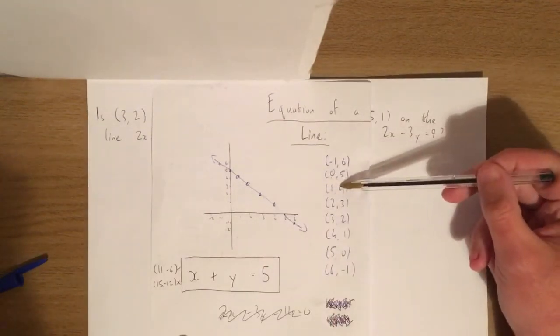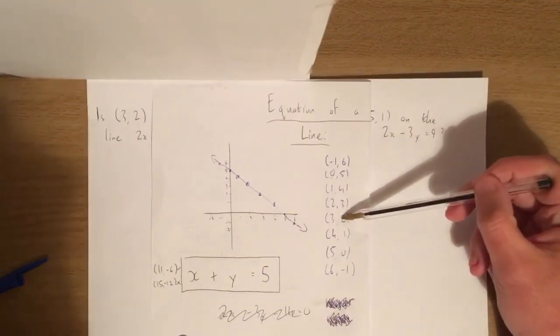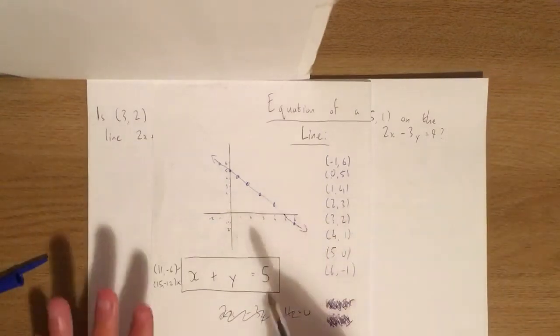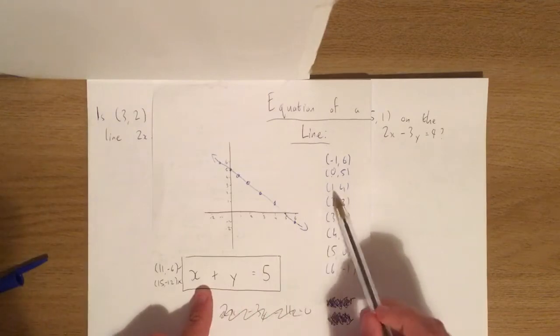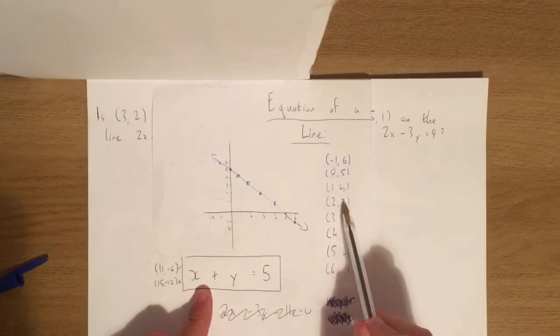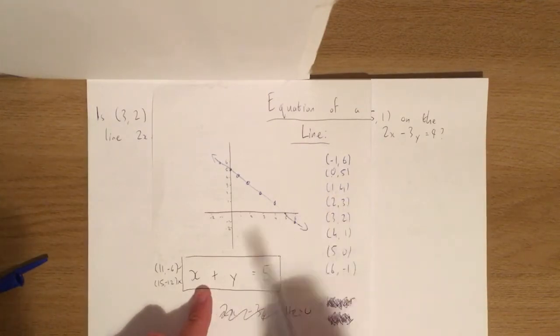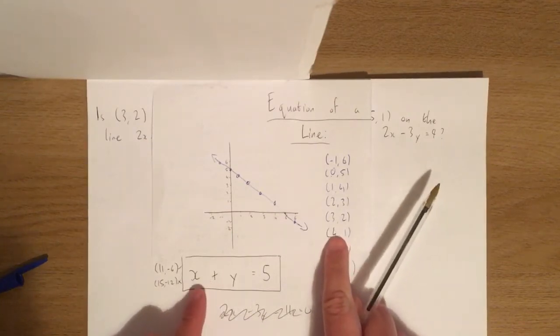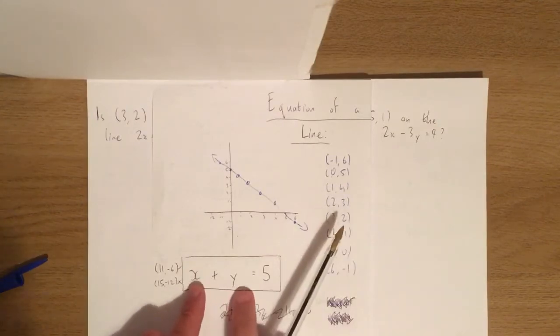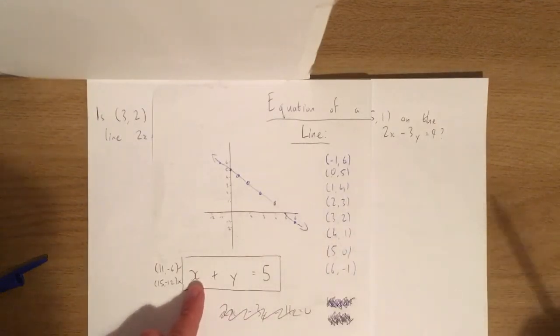1 plus 4 equals 5. 2 plus 3 is 5. 3 plus 2 equals 5. 4 plus 1 is 5. So if you know the equation of a line and you're asked to check if a point is on that line, you substitute the point in. So if I was asked to check is 4, 1 on that line, I put 4 in for x, I put 1 in for y. 4 plus 1 is equal to 5, so that's on the line.